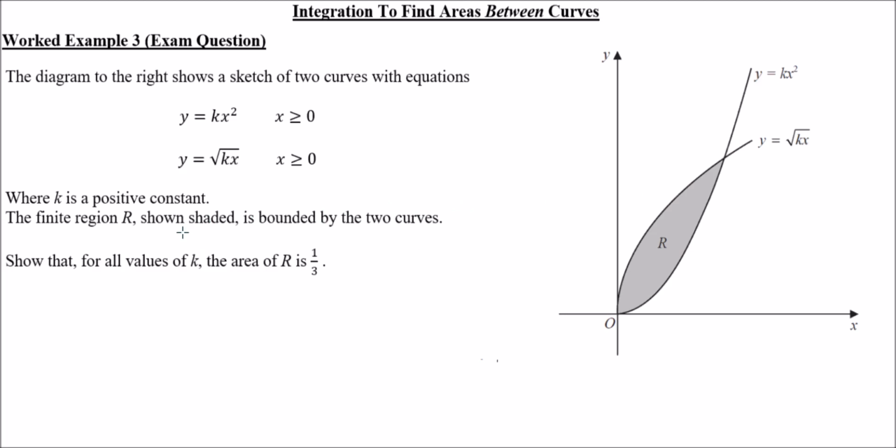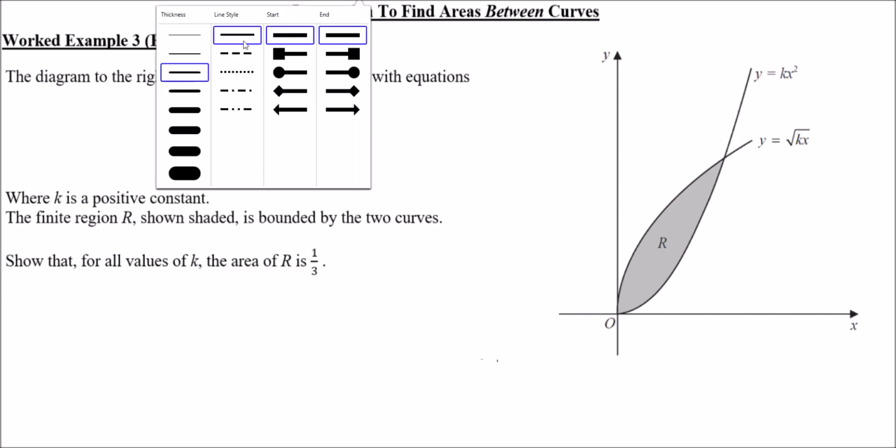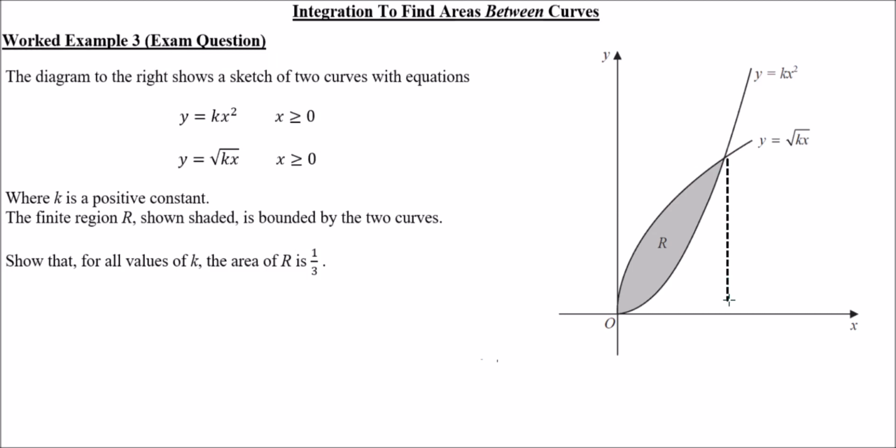We need to show that for all values of k, the area of R is independent of k and is always equal to 1/3. How strange is that? Well, let's see if we can prove it. What I do need is to find this limit here at the upper end. So obviously x is going from 0 here, but what's this one where they intersect?